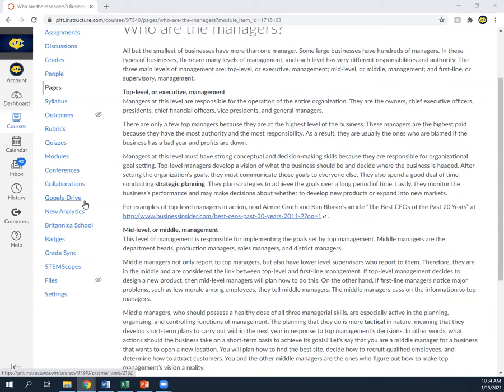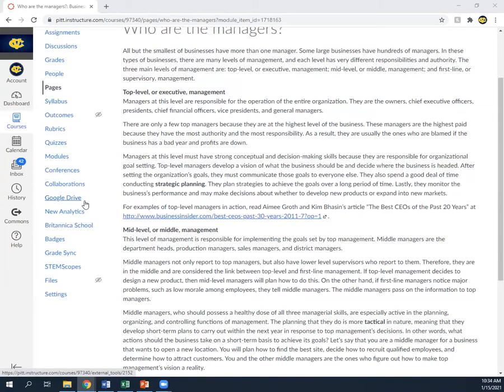These managers are the highest paid because they have the most authority and the most responsibility. As a result, they are usually the ones who are blamed if the business has a bad year and profits are down, because they're in charge. Managers at this level must have strong conceptual and decision making skills because they are responsible for organizational goal setting. Top level managers develop a vision of what the business should be and decide where the business is headed. After setting the organization's goals, they must communicate those goals to everyone else.